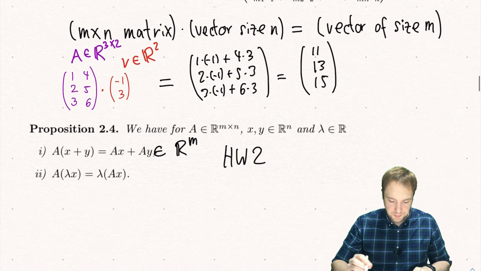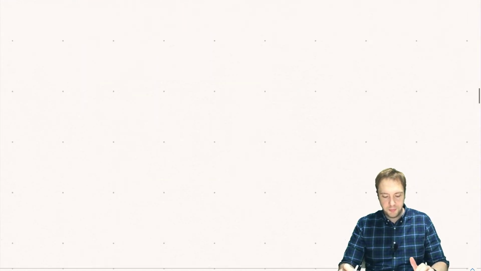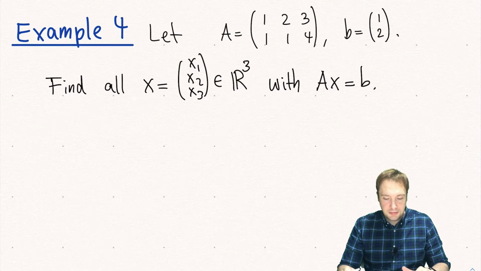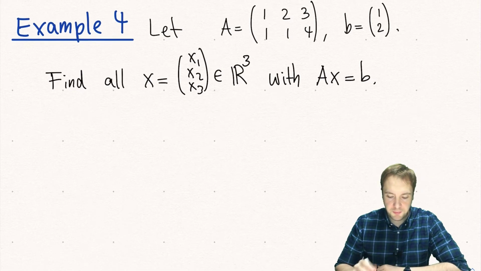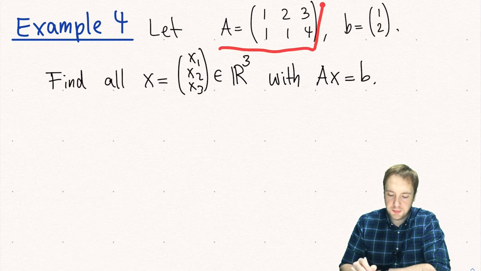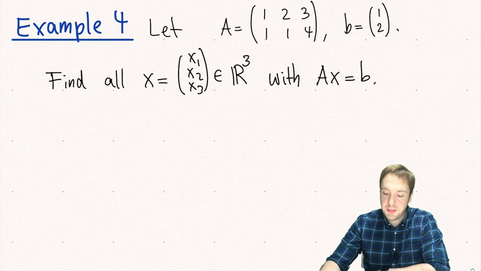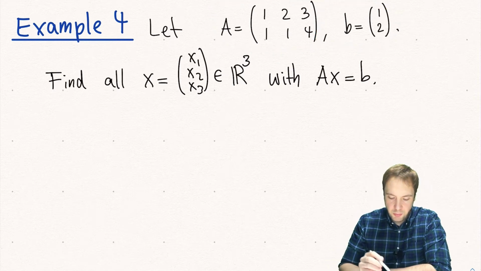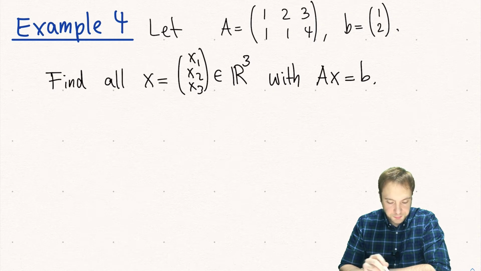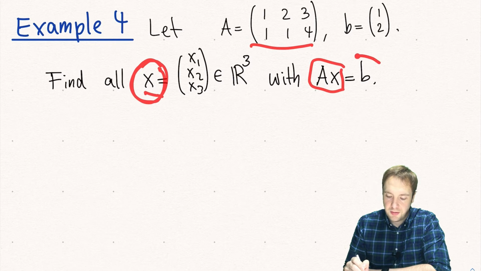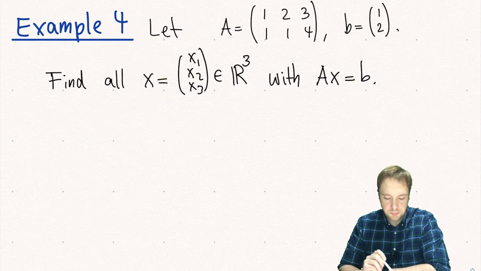Okay, but now we want to come to linear systems and matrices and vectors. So for this we do now example number 4. So now we consider this 2 by 3 matrix A and this vector b of size 2. And now we want to ask the following question. We want to find all x vectors of size 3, such that if I multiply this matrix with this vector x of size 3, we get this vector b.